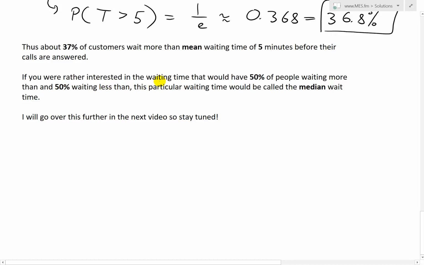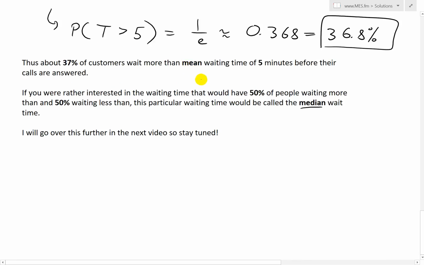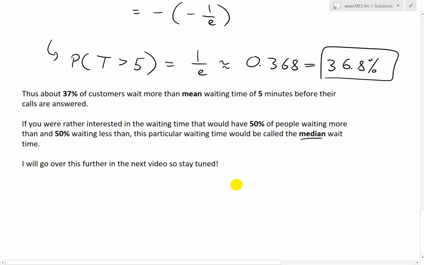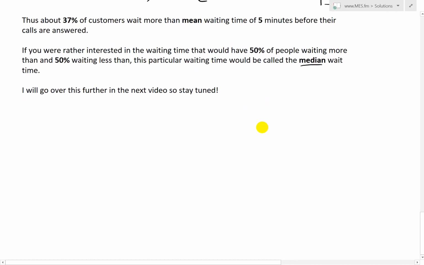So if you wanted to define the waiting time that just splits the people in half, and how many you expect to wait more, how many you expect to wait less, this particular waiting time would be called the median wait time. So the mean is the average one that you're expected to wait, but then the median is the number that splits the people in half. And I'll go over this further in the next video, so stay tuned for that one.